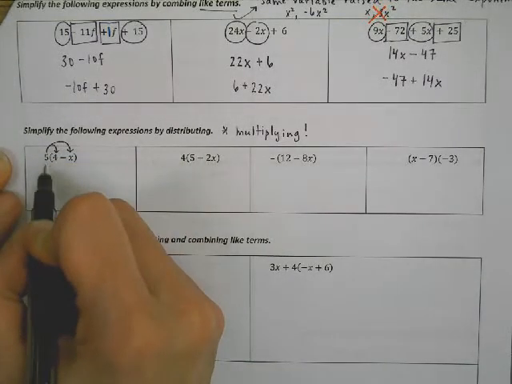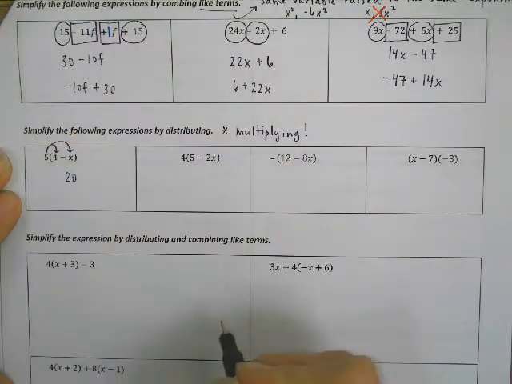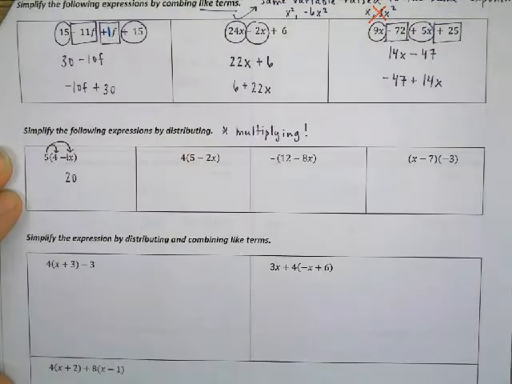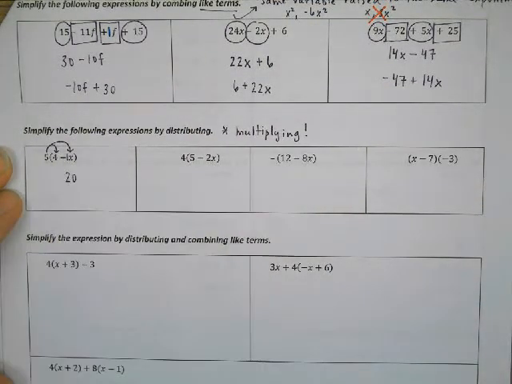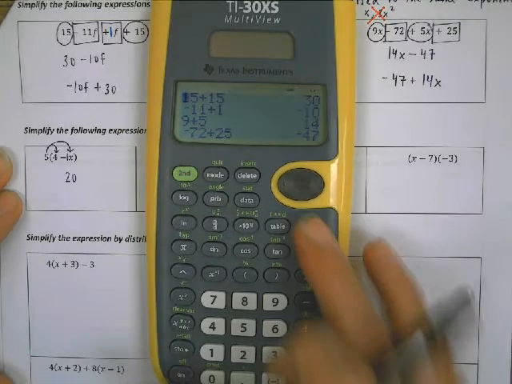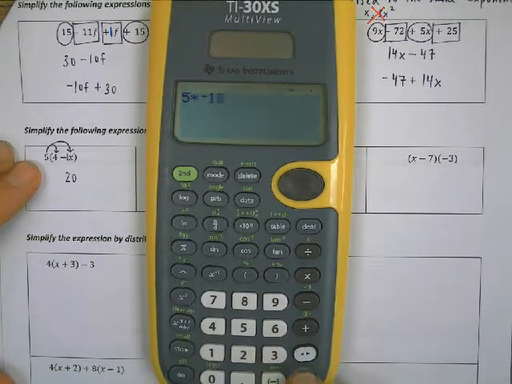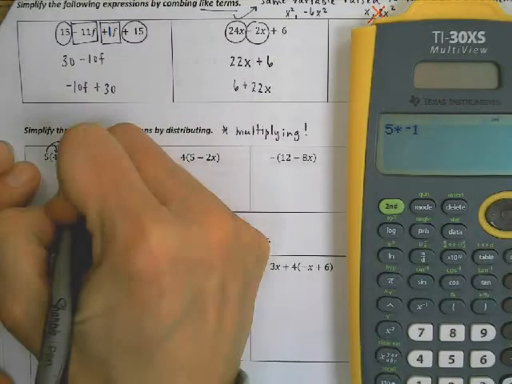Now again, I see this negative x, so I know there's a negative 1 in front. So what I'm really doing is 5 times a negative 1. And now here's where I really don't want you to guess on these things. Make use of that calculator since you have it. So I have 5 times a negative 1, which gives me a negative 5. So I'm going to make sure I have a minus 5x. And that's all we need to do.